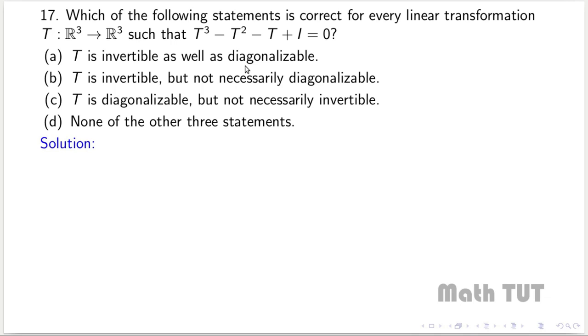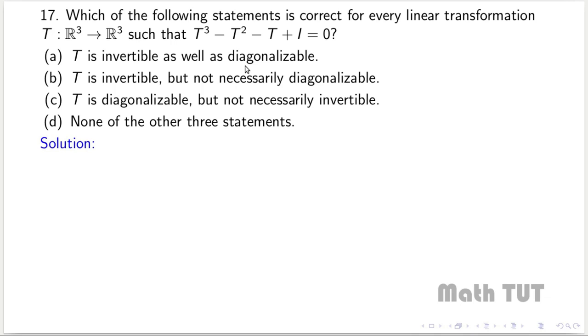So we are given four options. The first option is that T is invertible as well as diagonalizable. The second option is T is invertible but not necessarily diagonalizable. Third option is T is diagonalizable but not necessarily invertible. And the last one is none of the other three statements.